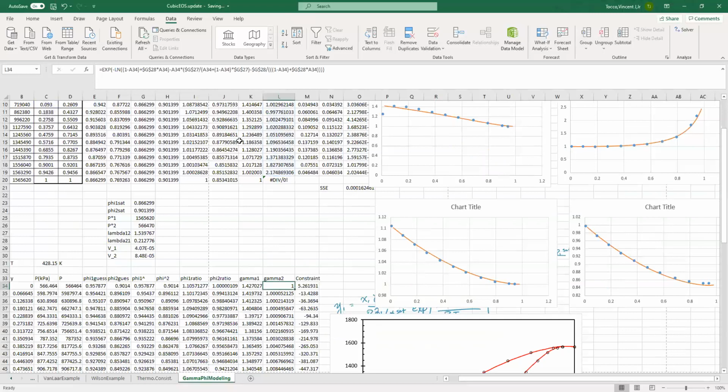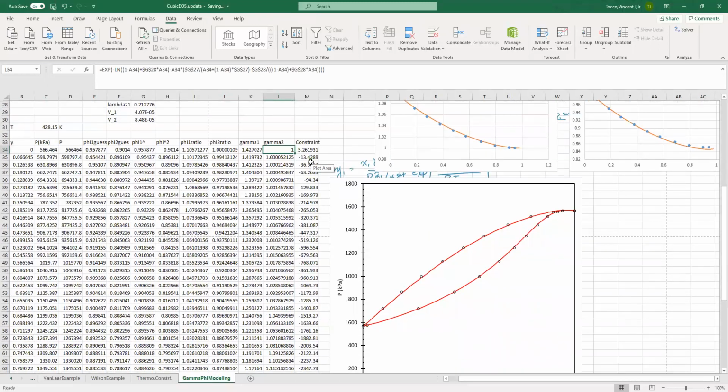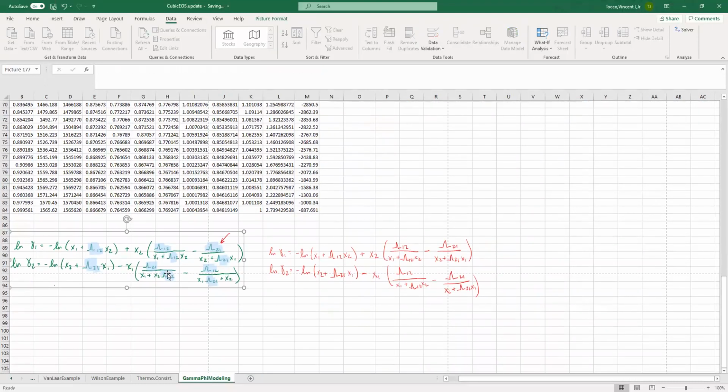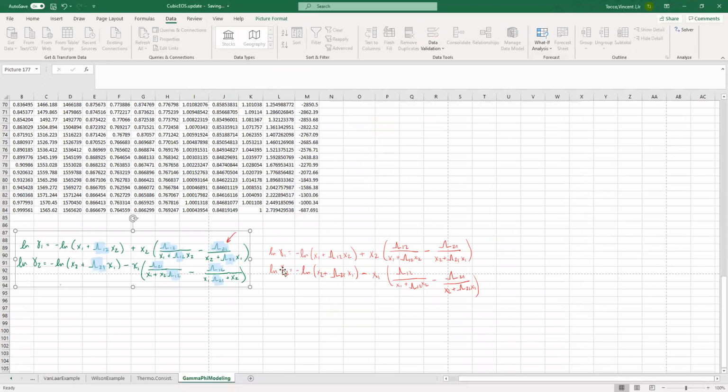And I ended up finding a mistake in gamma 2 relative to what I had written. But then I looked back in the textbook and I realized that the equation that I had for the Wilson model was completely wrong. So these were the equations that I had been using. This was the old one. This is the correct one. Notice that the mistake here is in this parentheses term.